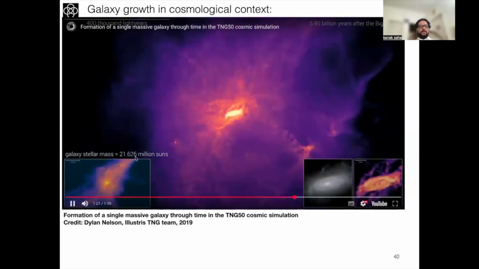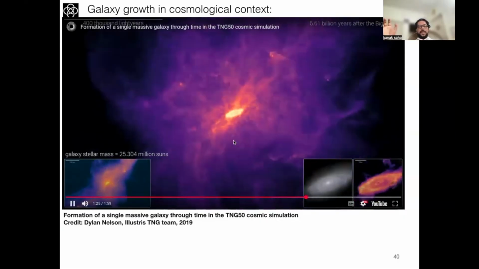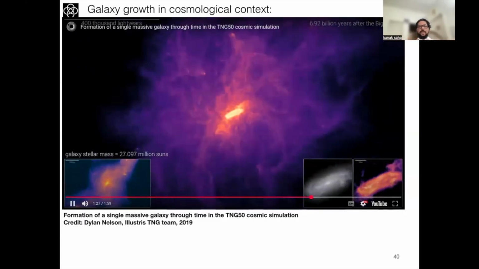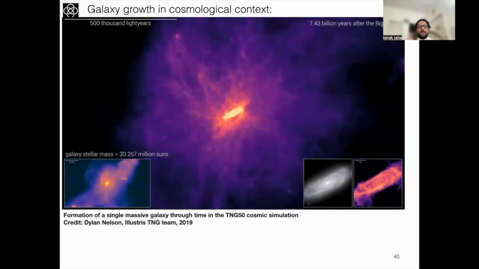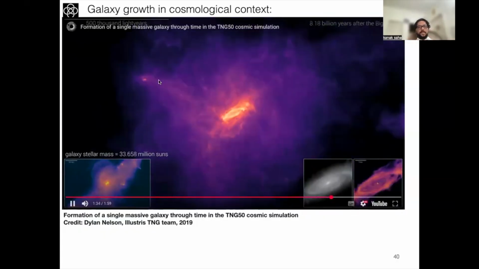It's also trying to show you the galaxy's stellar mass, how it's growing. Because when this gas comes in, they make stars, so the stellar mass grows, and it also brings new objects like the satellites.